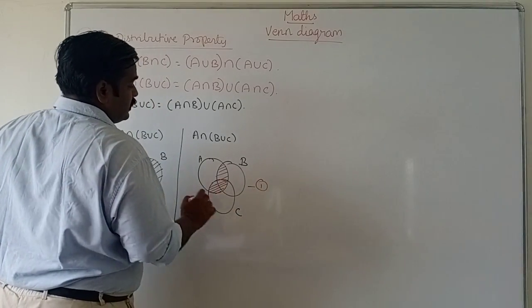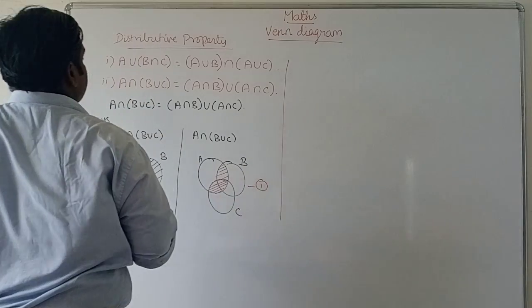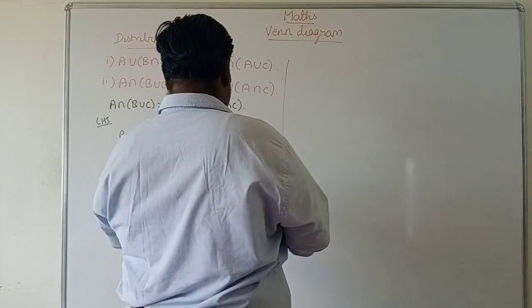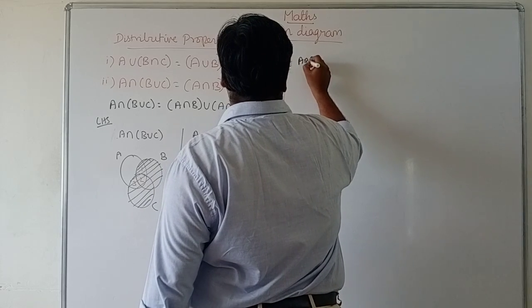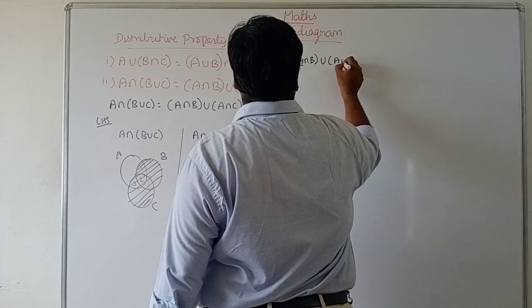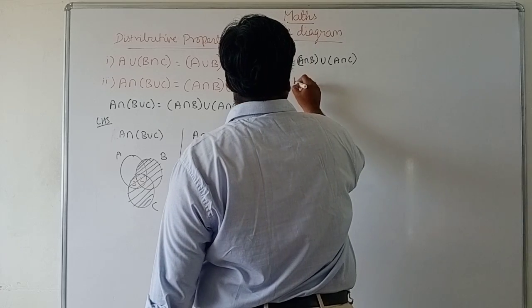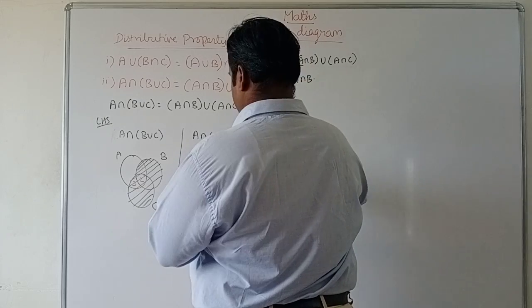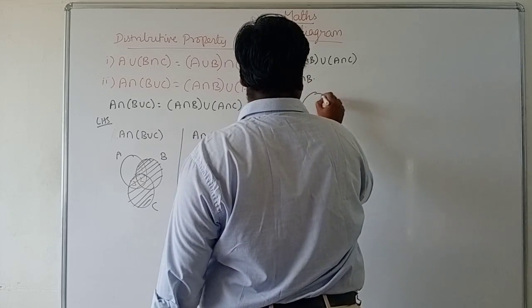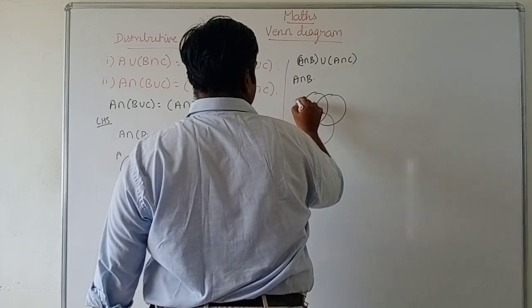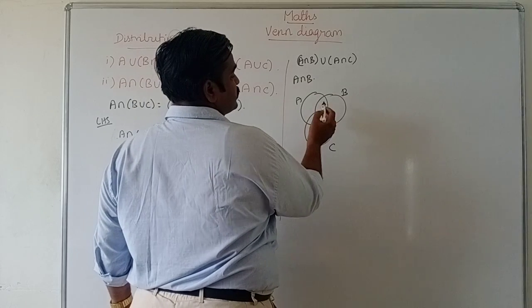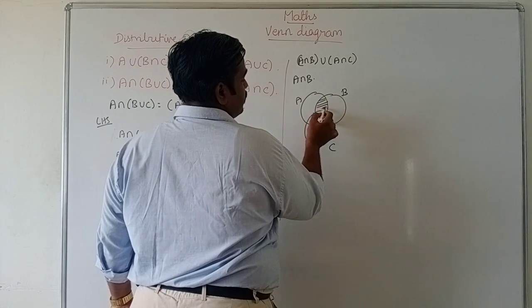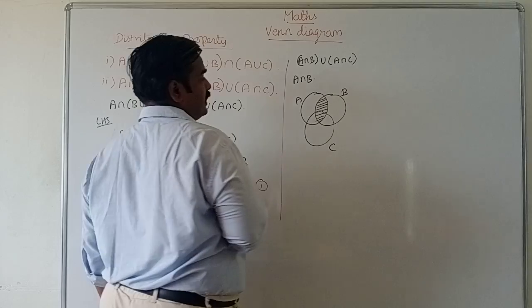Take this as 1 and the next one. What is the next diagram? RHS. What is given as the RHS? A intersection B union A intersection C. Now take this A intersection B first. Draw three circles. One represents A, one represents B, and one represents C. A intersection B. What is A intersection B? Common area between A and B.